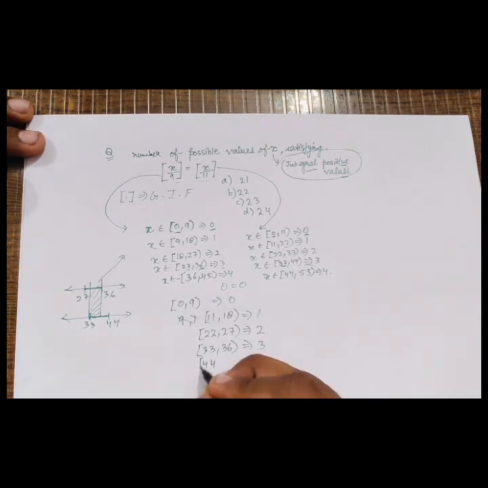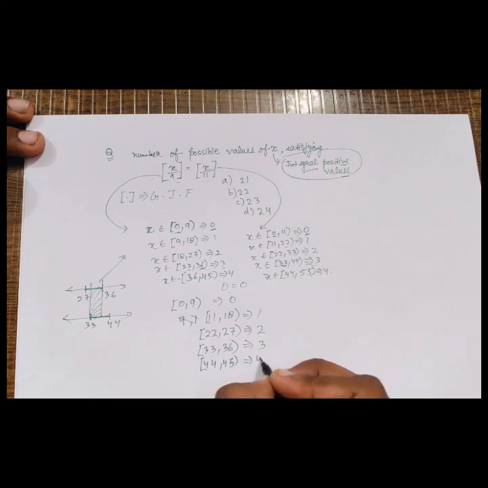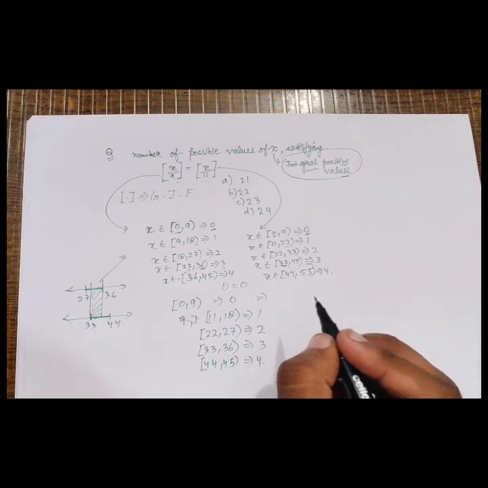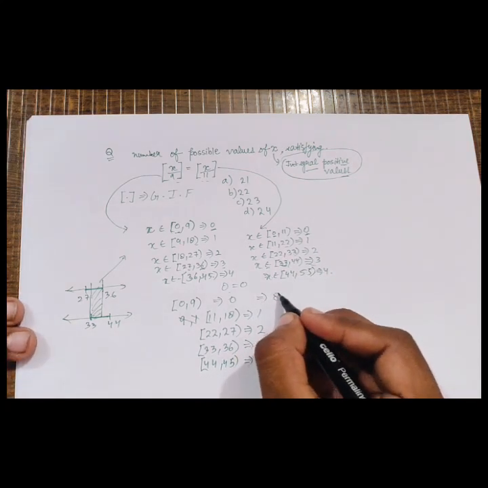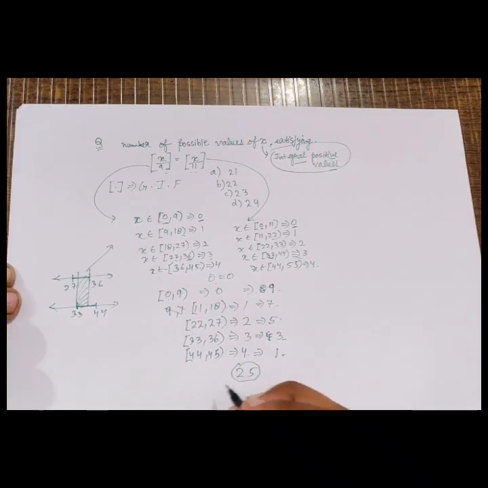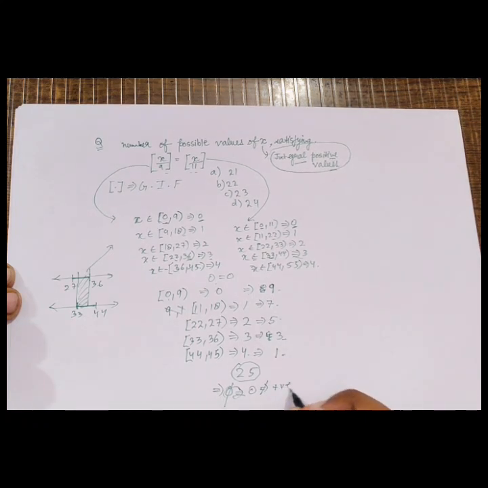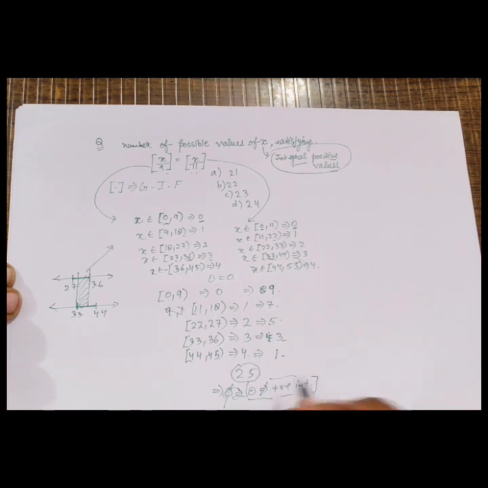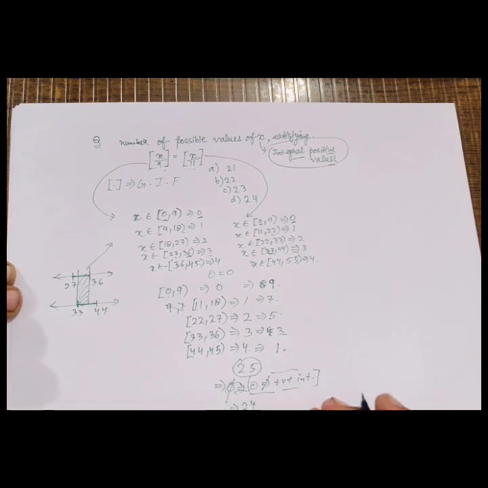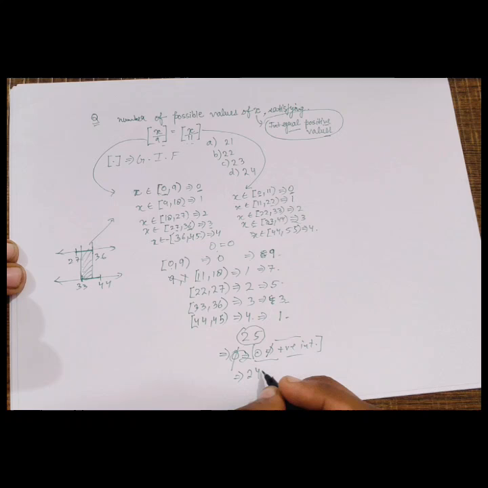Like that I checked all the intervals and found 25 common terms, including 0. But in the question we have been asked to give only the positive integral values of x. So 0 is neither a positive integer nor a negative integer, so the answer will be 24. The answer of this question is 24.